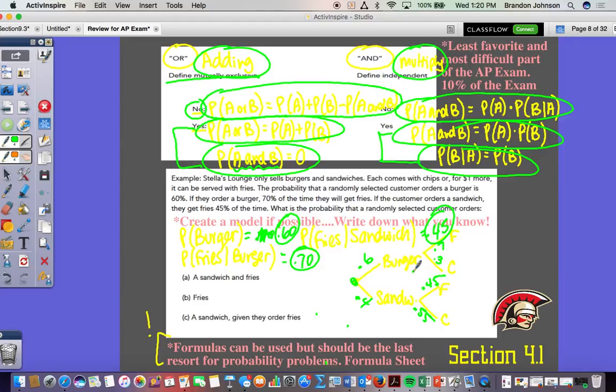Now, here's the question. What is the probability of getting a burger and fries? 0.6 times 0.7, which is 0.42. That's going to be on the outside. I'm going to say that that is when I select both, right? So what about burger and chips? 0.18. Sandwich and fries? 0.45. Well, yeah, but it's 0.45 times 0.4.